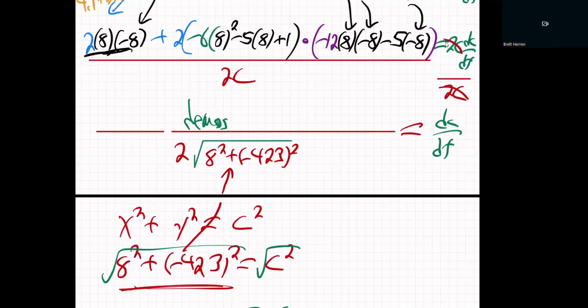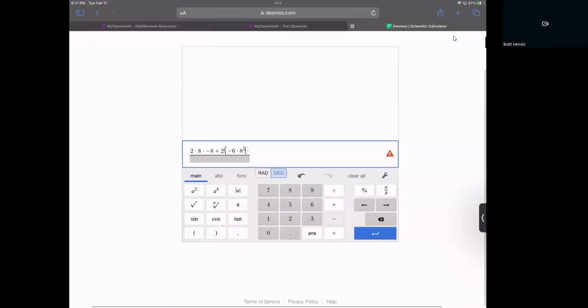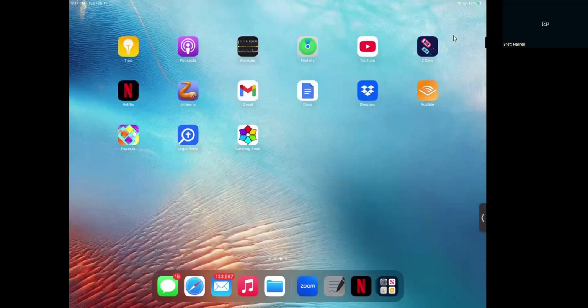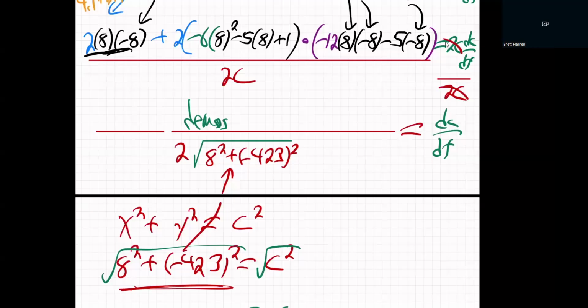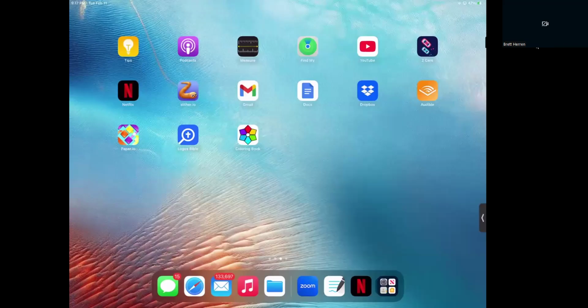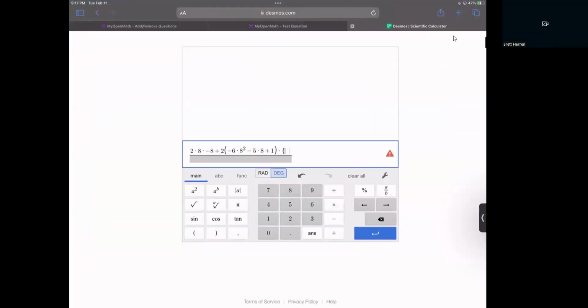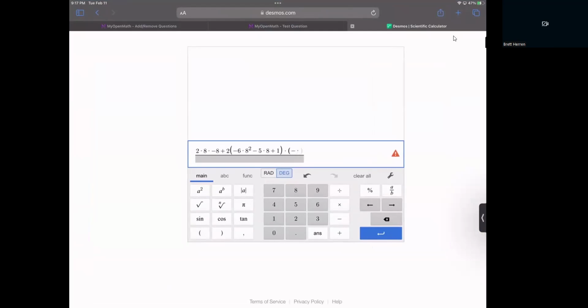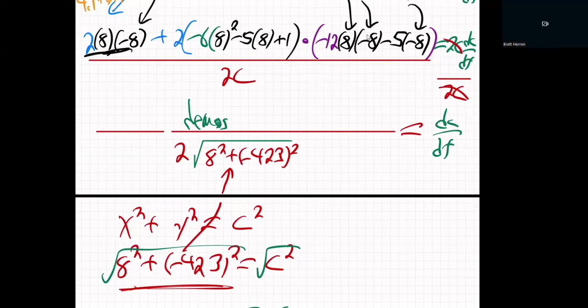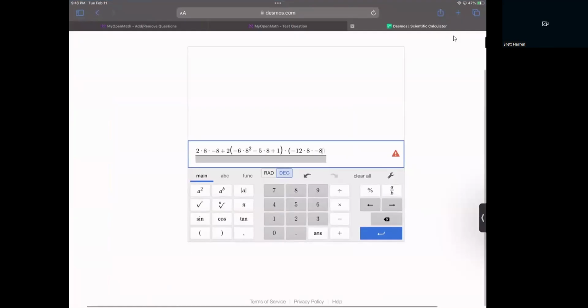Minus 5 times 8 plus 1, close parentheses. Okay. And then the next part, times minus 12 times 8 times minus 8. Minus 5 times minus 8, close parentheses. That's a lot of craziness.